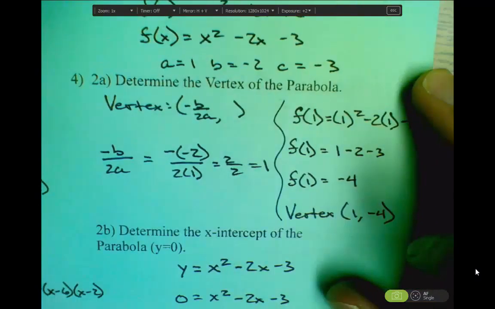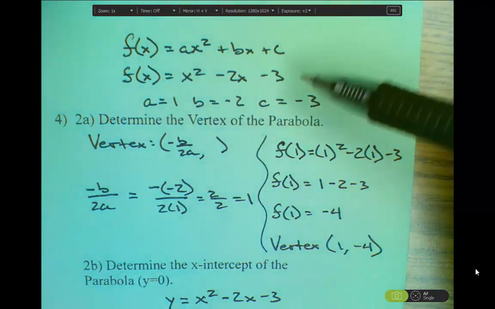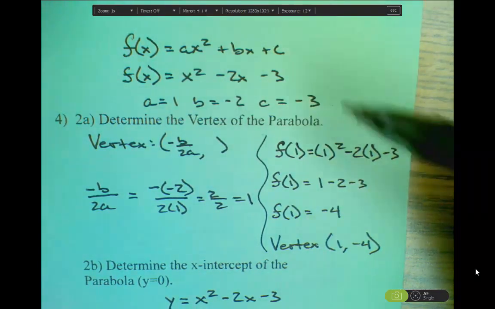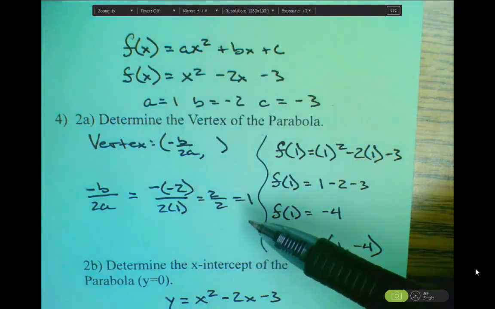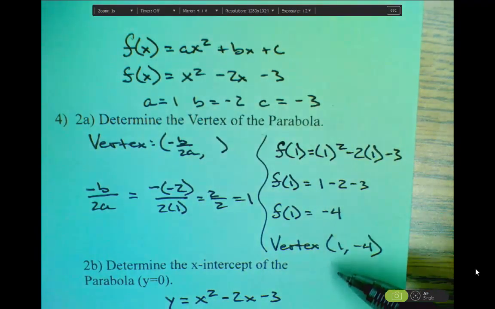The second part here is I'm given a quadratic equation in standard form. I would identify a, b, and c. I would use the formula -b over 2a to find the vertex. When I do that, I get +1. I then plug +1 back into my function and get -4. So my vertex is at (1, -4).